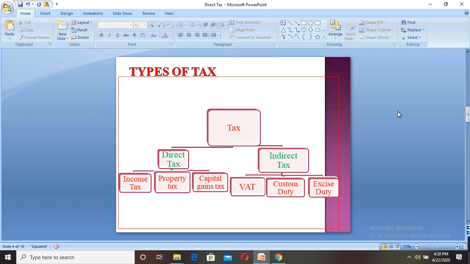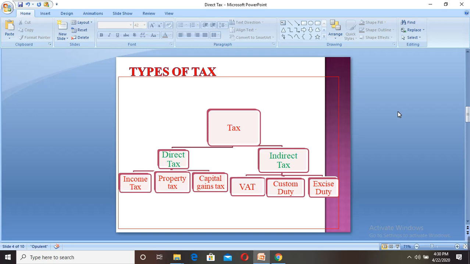Direct tax is a tax levied on the income and wealth of the taxpayers. It is paid by the taxpayers to the government directly. It is not levied or imposed on goods and services because there is another tax called indirect tax, which is levied or imposed on goods and services. Under direct tax, I will be talking today about income tax, property tax, and capital gains tax.